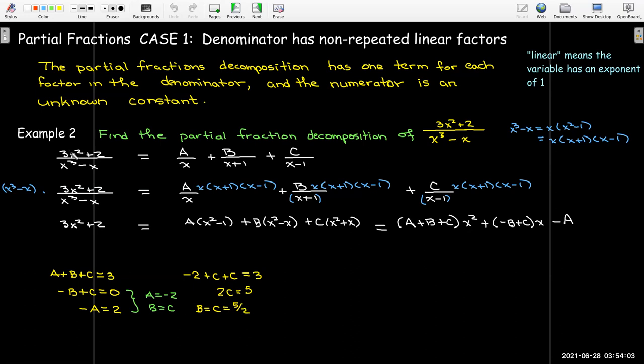So now I go back to my expansion, and I know a, b, and c. I know those values. So the partial fractions expansion is negative 2 over x plus 5/2 over x plus 1 plus 5/2 over x minus 2.